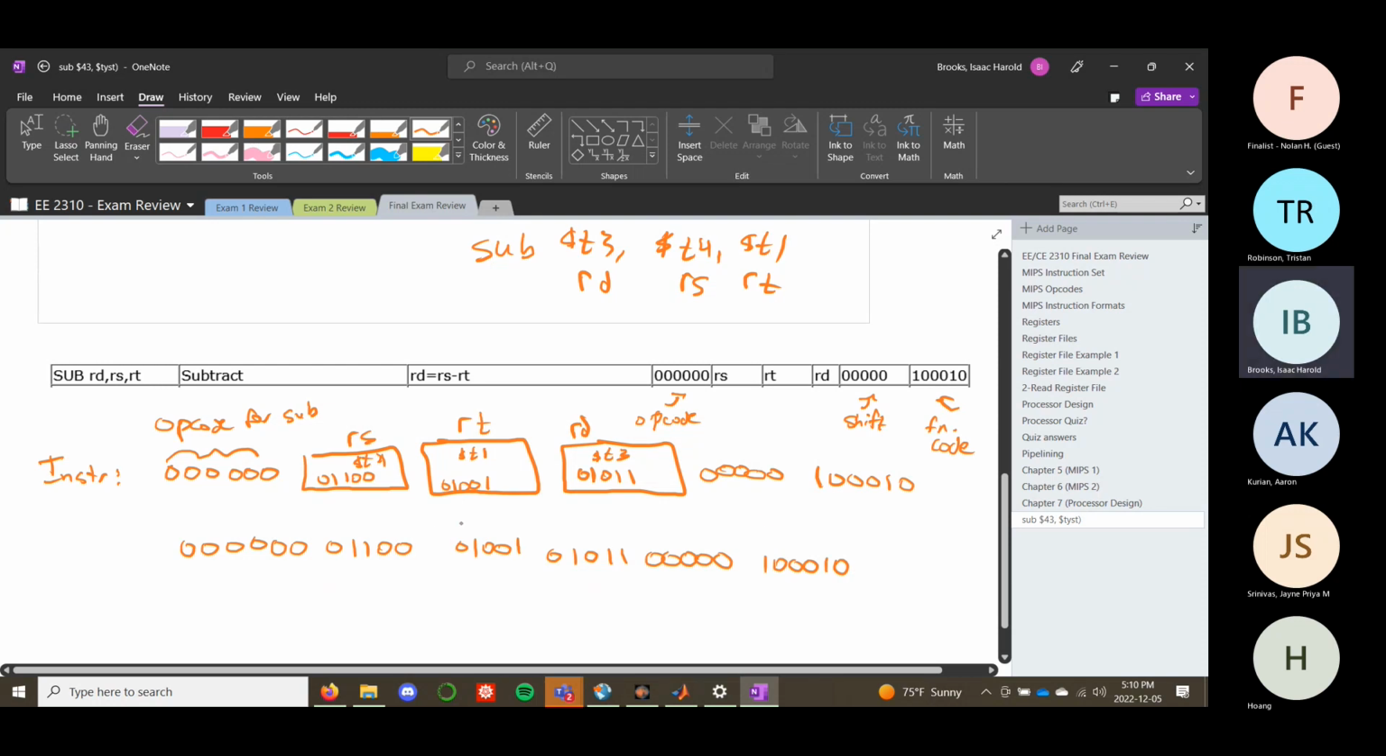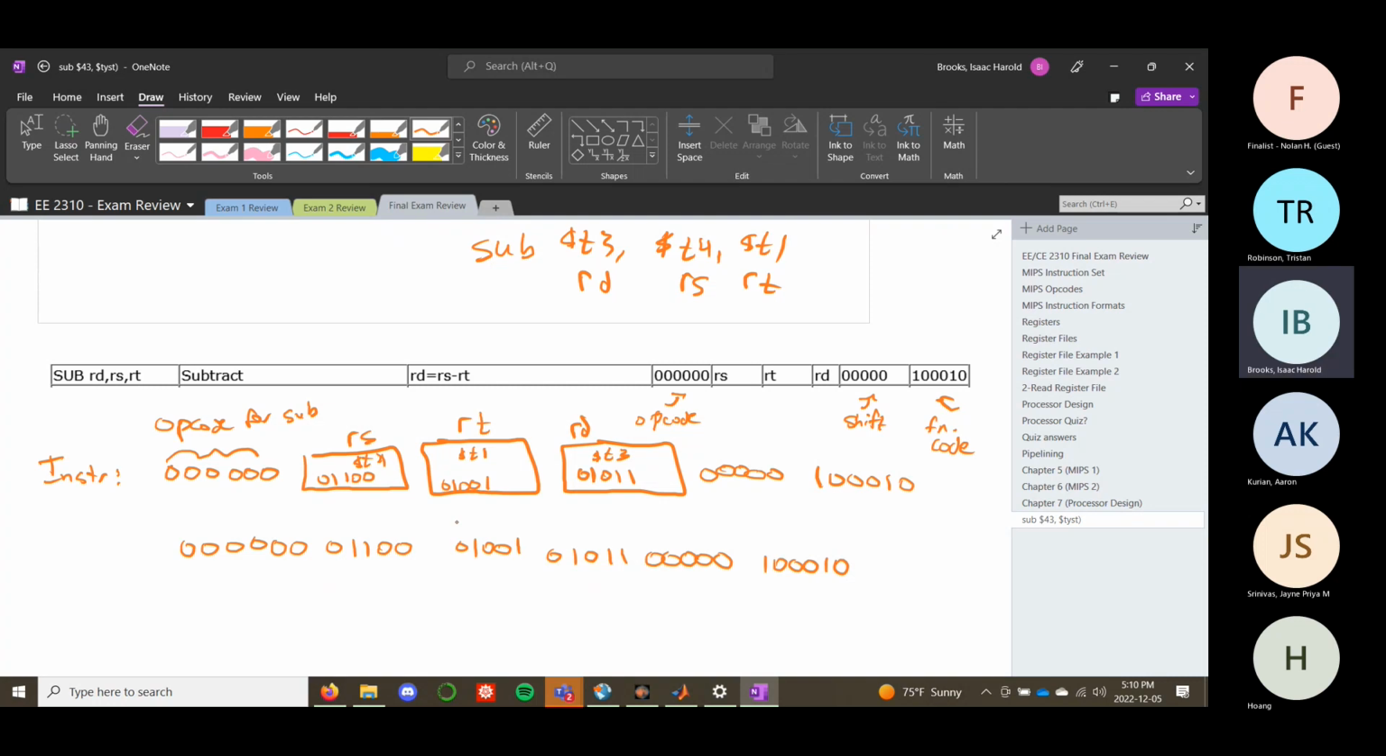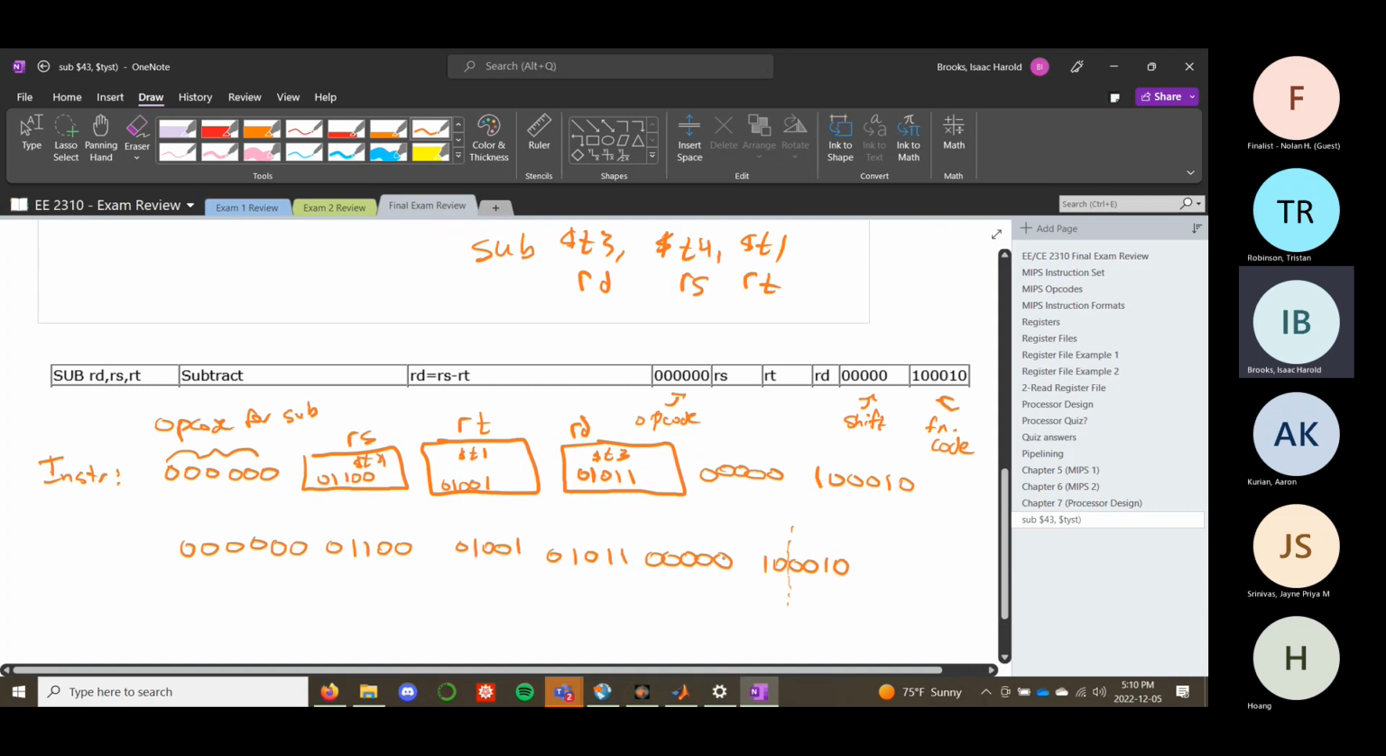01100 01001 01011. Okay. Have you guys done the thing where you turn this back into hex? This can be kind of useful if you want to write this instruction. I don't know if it's important, but it'll only take a second. So if you want to turn this into a hex number, then you group these by fours.